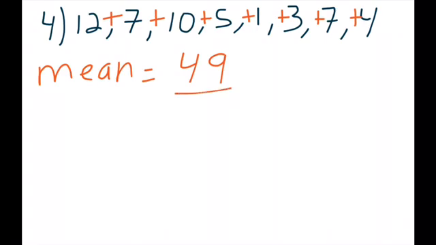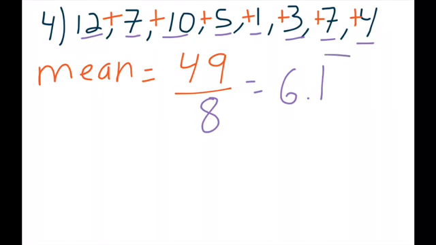Then I'm going to divide by how many numbers I have. So I have 1, 2, 3, 4, 5, 6, 7, 8 numbers. Okay, and we're going to round to the nearest tenth. So 49 divided by 8 is 6.1. So my mean is 6.1.